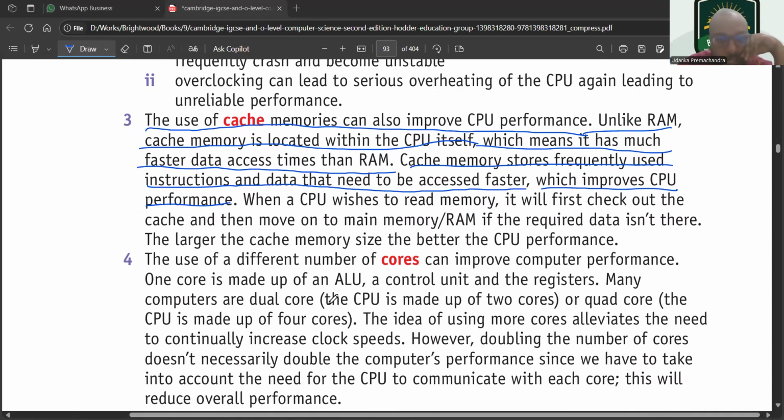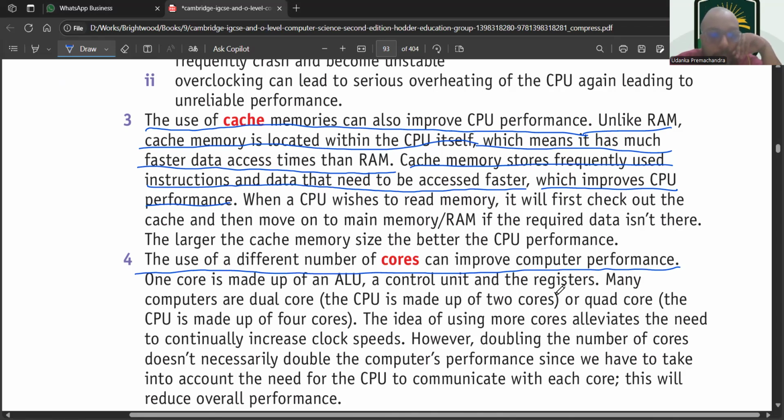Also, the next thing I mentioned last day: do you remember the use of different numbers of cores? Sometimes single core, sometimes dual core, and there are quad core, improving by generation. The use of different numbers of cores can improve the computer performance.